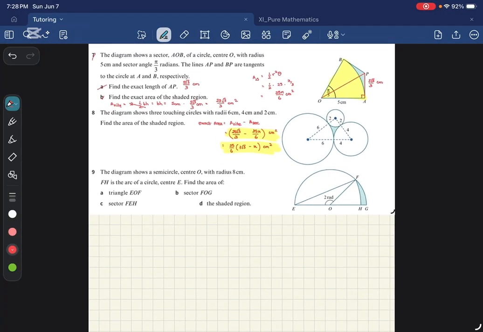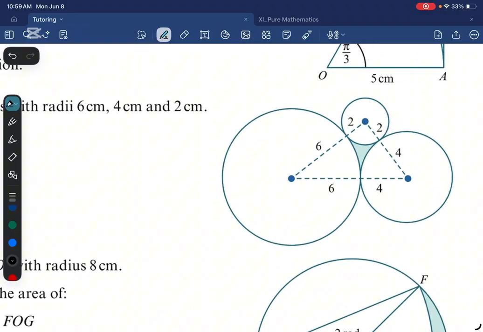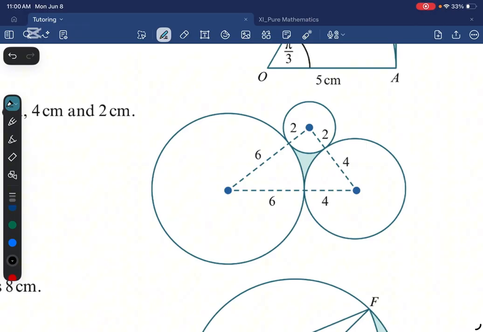All right. So question 8. To solve question 8, we need to find the area of the shaded region. So here's the idea. We are going to find the area of this triangle first.